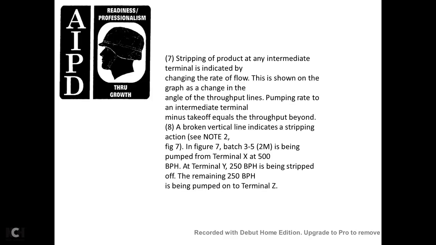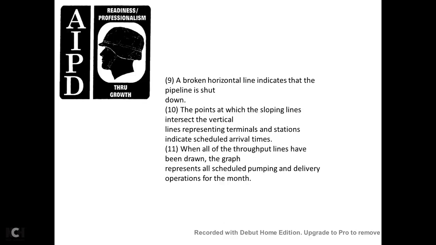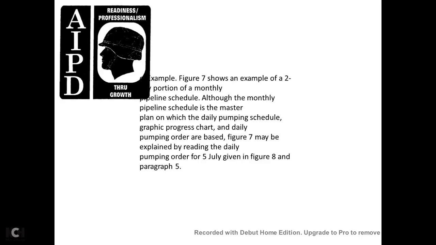In figure 7, batch 3.5 to 2,000 barrels is being pumped to terminal X at 500 barrels per hour. At terminal Y, 250 barrels per hour is stripped off, and the remaining 250 barrels per hour is being pumped to terminal Z. 9. A broken horizontal line indicates that the pipe is shut down. 10. The point at which the slope intersects the vertical line representing the terminal station indicates the scheduled arrival time. 11. When all the throughput lines have been drawn, the graph represents the scheduled pumping and delivering operation for the month.